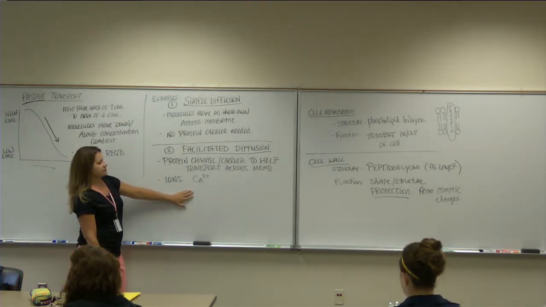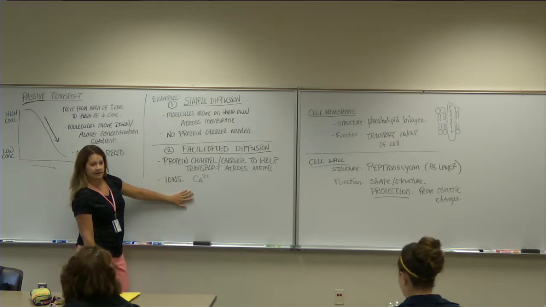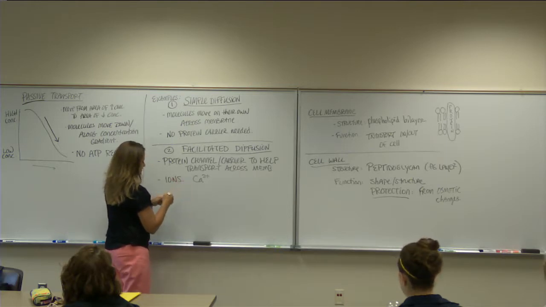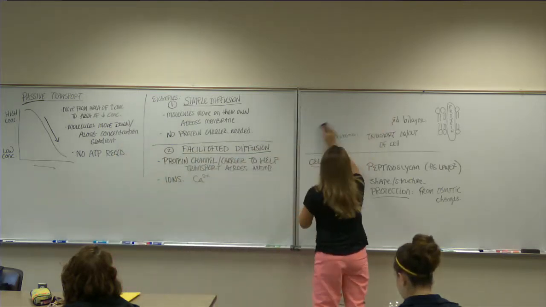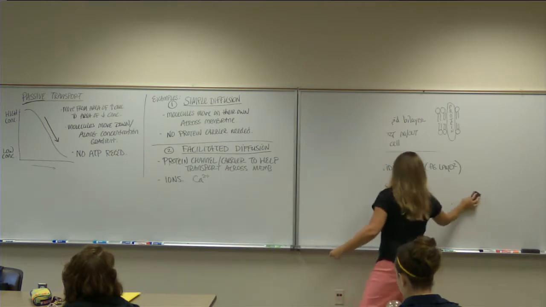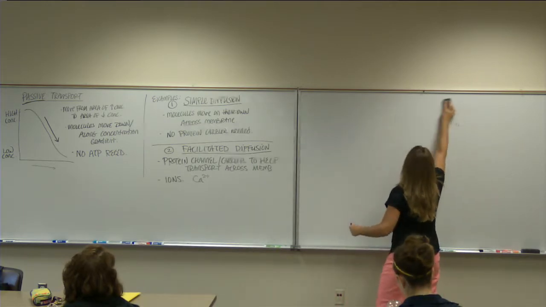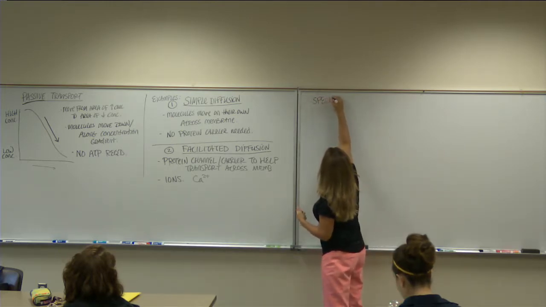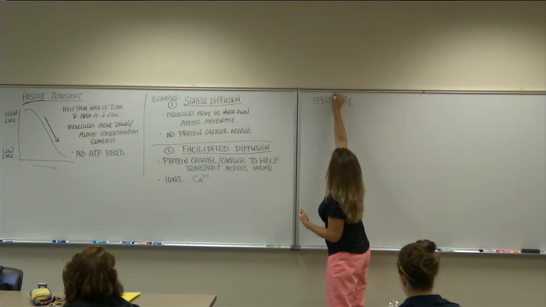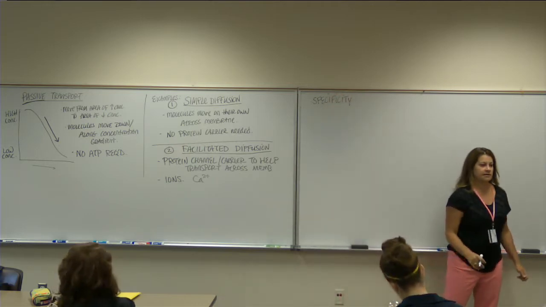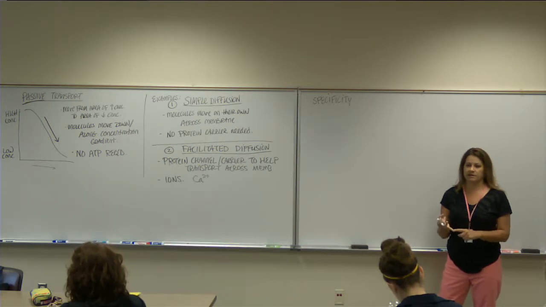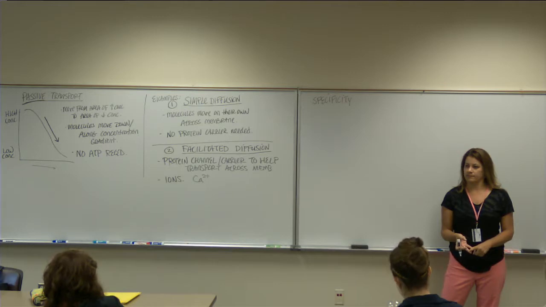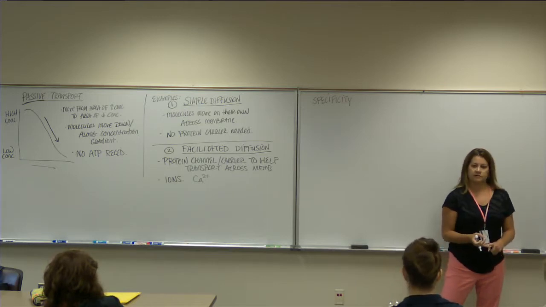With facilitated diffusion, there's a few properties we need to keep in mind. So with these properties, we have something known as specificity. That means there's a calcium ion channel, calcium ions go through. There's a chloride ion channel, chloride ions go through. Nothing else can get through, so it's very, very specific.